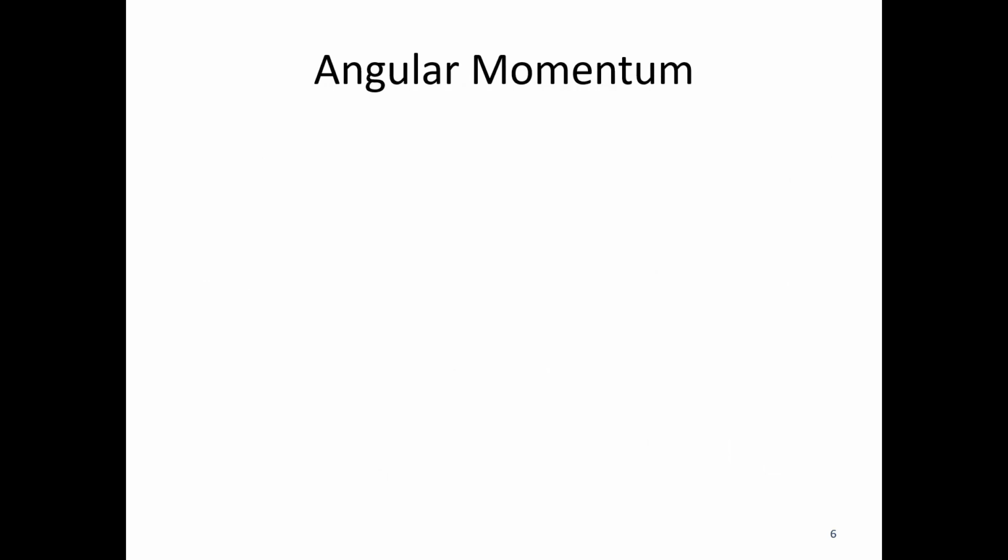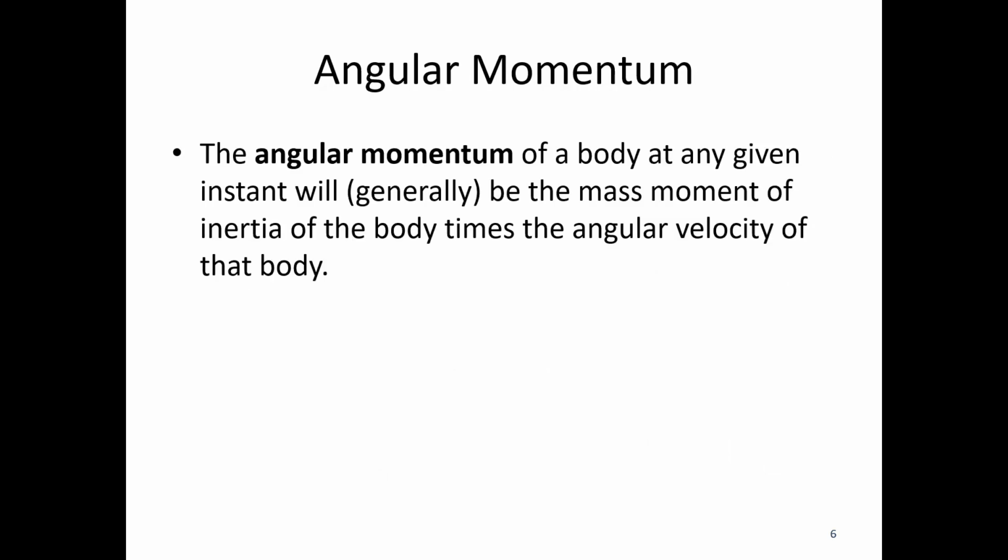All right, moving into the new piece, so angular momentum. The angular momentum of a body at any given instant will generally be the mass moment of inertia of the body times the angular velocity of the body. So I times omega. And this makes sense. I is the rotational counterpart to mass. It is an object's resistance to angular accelerations. And then angular velocity, of course, is the angular counterpart to velocity. So I times omega would be our angular momentum.